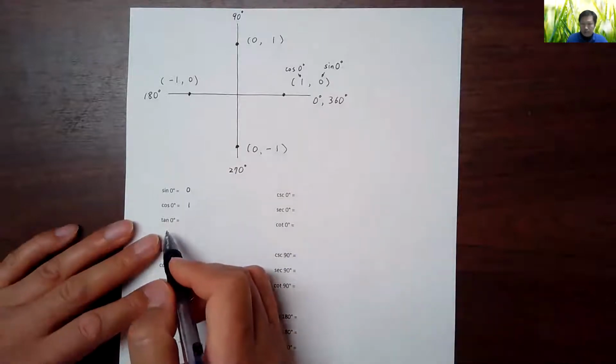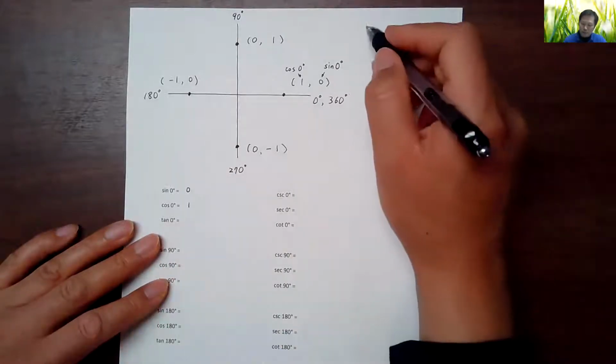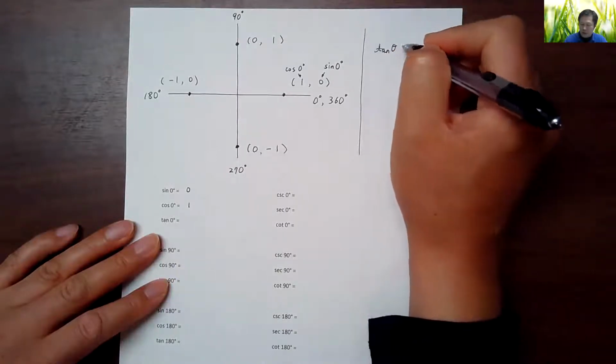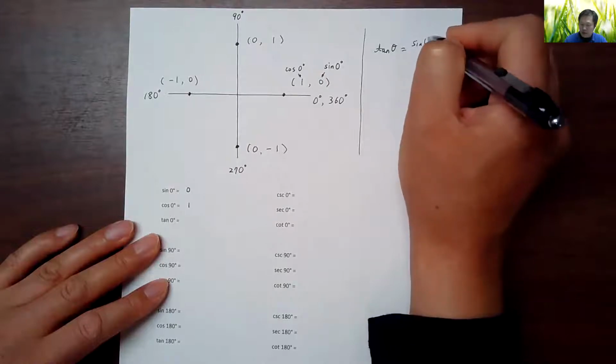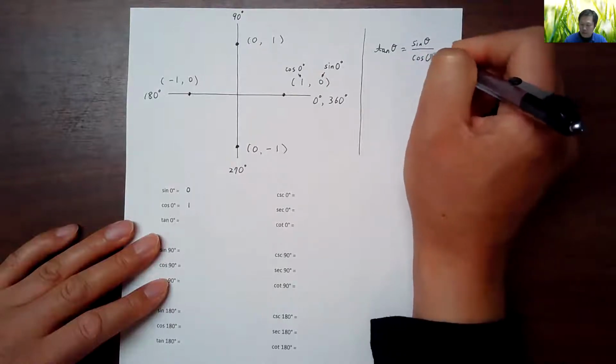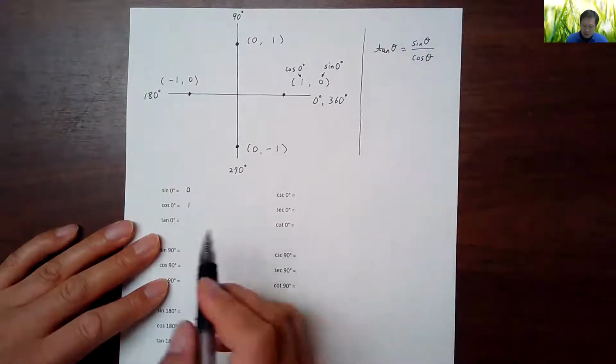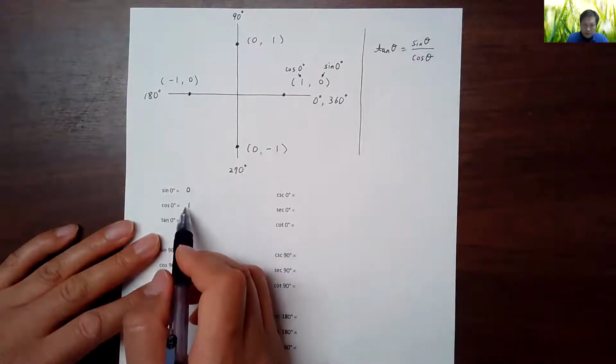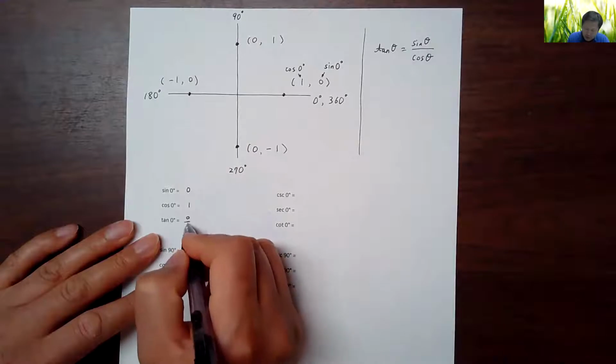So we got the sine value and cosine value. For the tangent value, one thing you have to know: tangent theta is equal to sine theta over cosine theta. You have to memorize this formula. So tangent 0 is sine over cosine, so it will be 0 over 1.